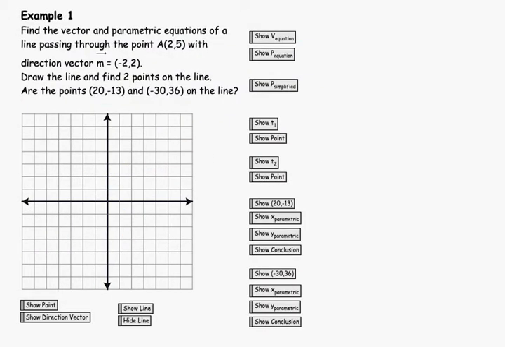All right, moving forward. Find the vector and parametric equations of a line that passes through the point 2, 5. It has direction vector -2, 2. Draw the line and find 2 points on the line. And then we would need to also think about whether the points 20, -13 and -30, 36 are on the line. Lots to unpack in this question.